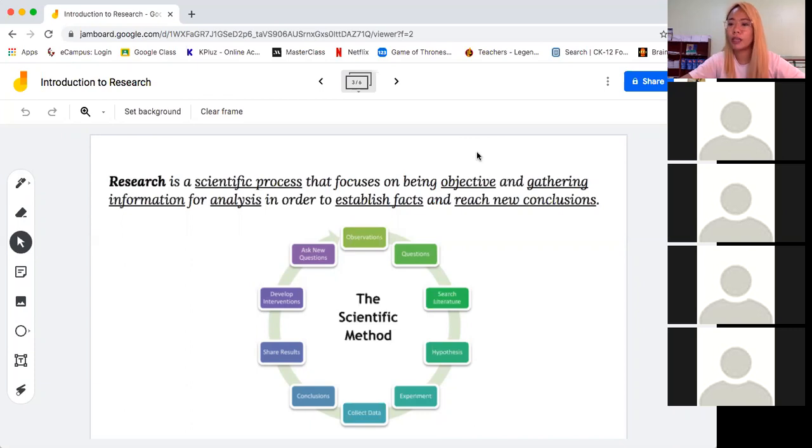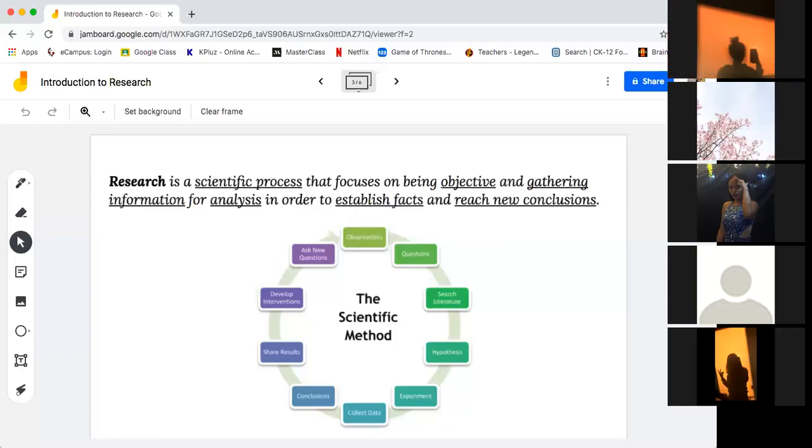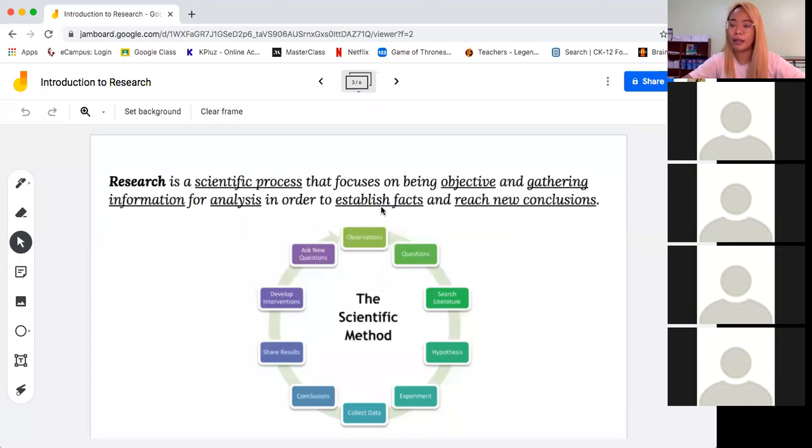So being objective means that even if hindi yun yung expectation mo, even if it is a failure, you still have to report that as your result. Kasi even mistakes and errors and failures in research is still an additional information, additional knowledge that other people can benefit from. Okay? So part of the research process is we gather information, we analyze this information, and the most important part of the research process is that we establish facts.